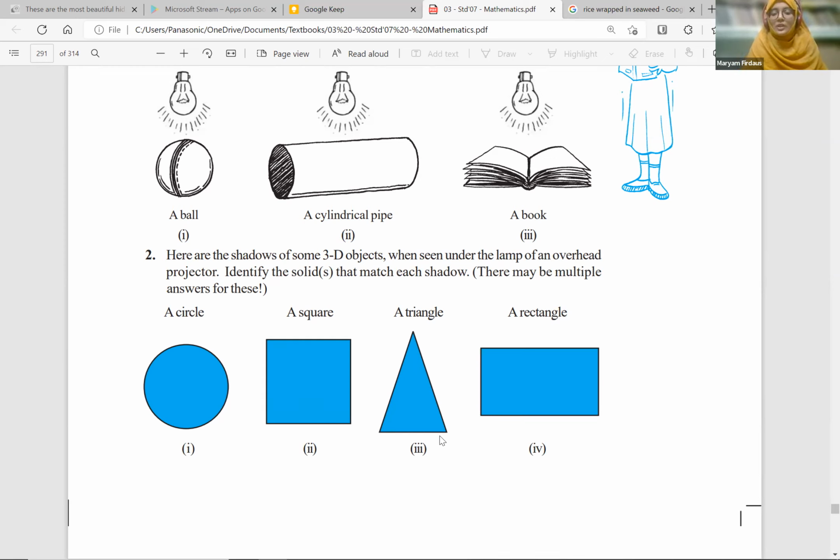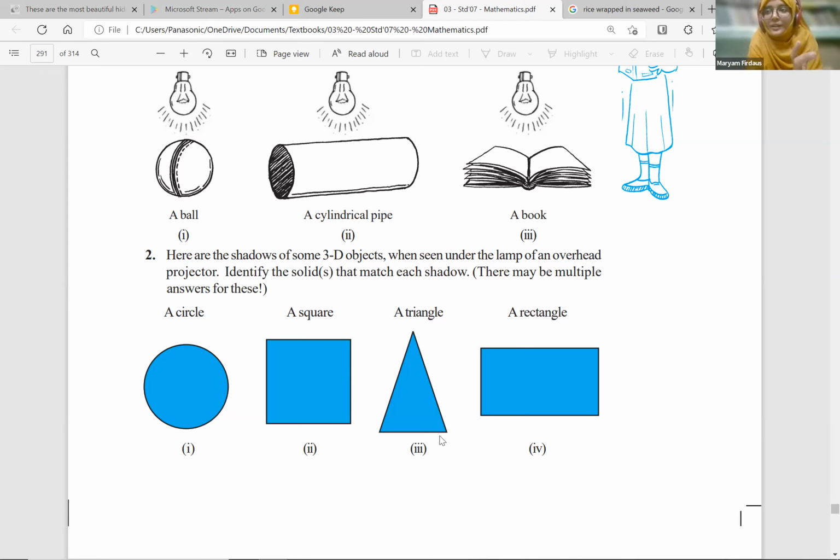I think that's about it. Any other shapes that you can think of? No. Okay. Now let's come to a rectangle. A cube. Yes, a cube can give that shape if you hold it a little bit slanting. Then what else? A book. What is the shape of a book? A cuboid. A cuboid will give the shape of a rectangle, right?